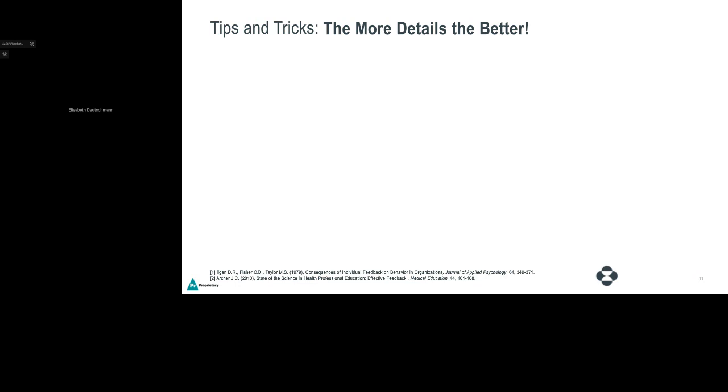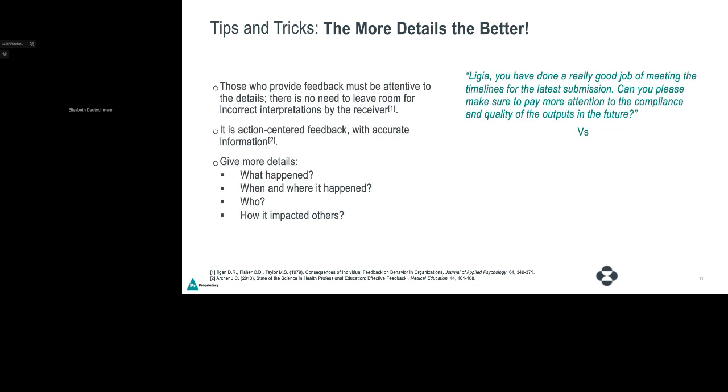So first of all, we have a look at the more generic feedback. So Ligia, you have done a really good job of meeting the timelines for the latest submission. Can you please make sure to pay more attention to the compliance and quality of the output in future? So you can see this feedback is quite generic. It doesn't specify which output we are talking about, what compliance issues there are.